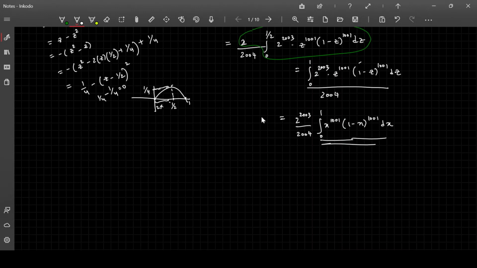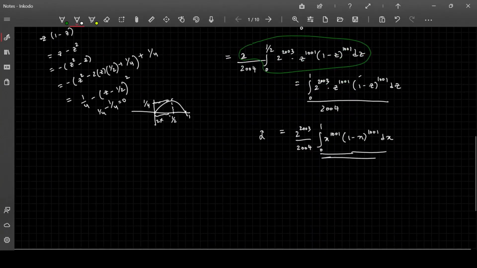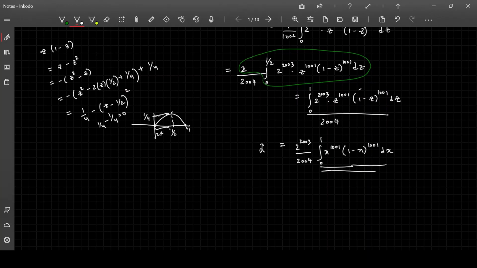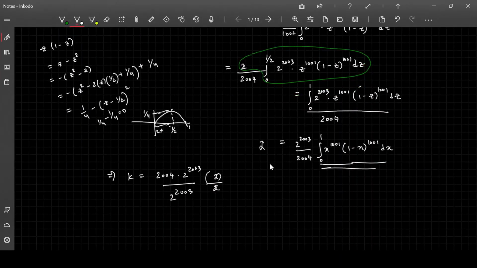So we assume this to be I, and we shall write this in terms of I. So k would be 2004 times 2003 divided by 2003, into I divided by I. Fine. So this is what it looks like. We have 2 power 2003 here, and we have 2 power 2003 there. So the 2 power 2003 gets cancelled, I gets cancelled. Finally we'll be left with the value of k as 2004. So this is the value of k.